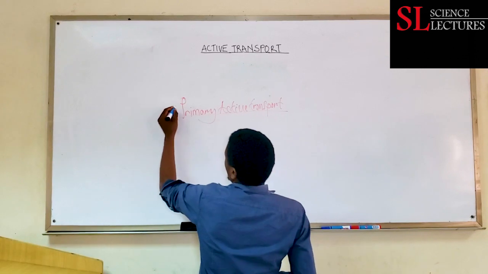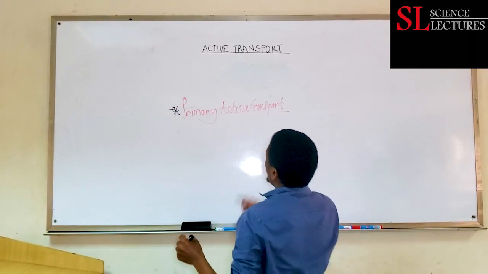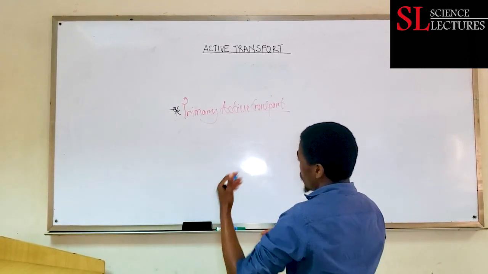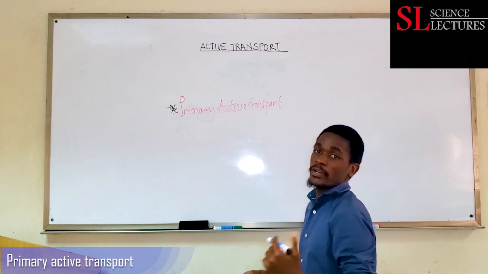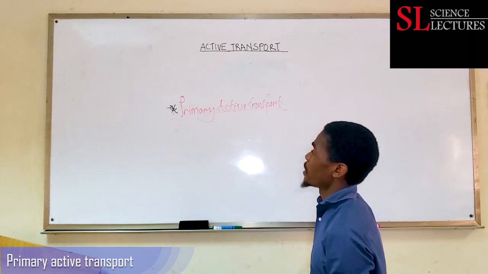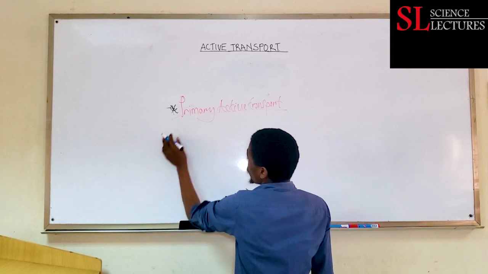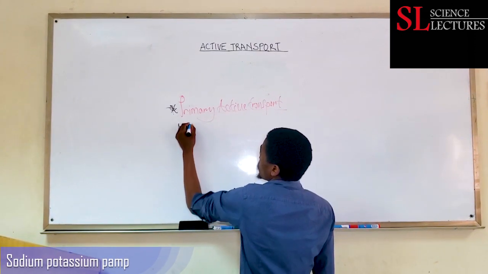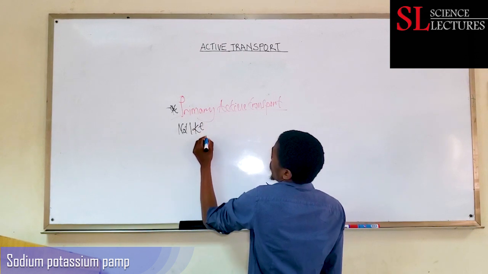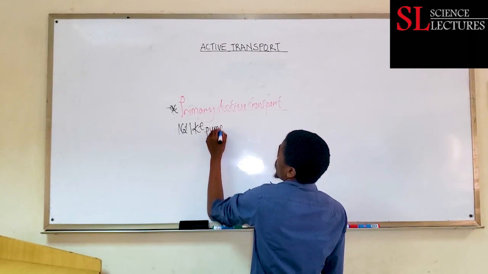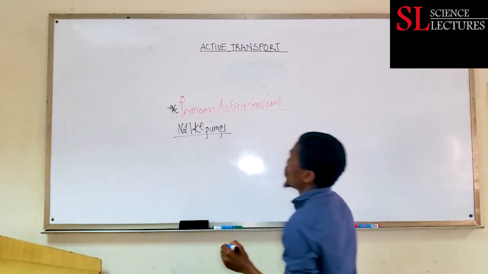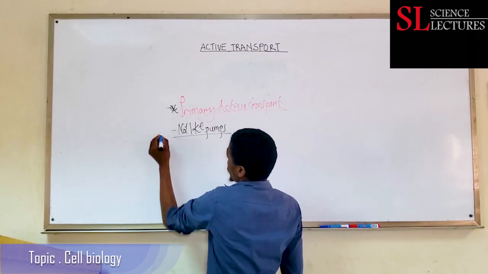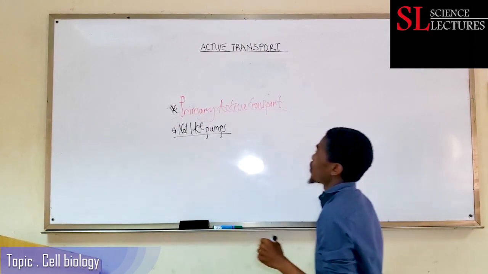So let's have a deeper look at primary active transport, and we are going to break down and give some relevant examples under primary active transport. And under this, we are going to start with the sodium potassium pumps, or sodium potassium ATPase pumps.